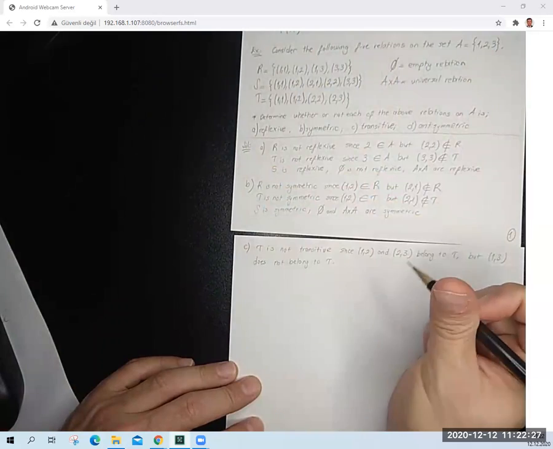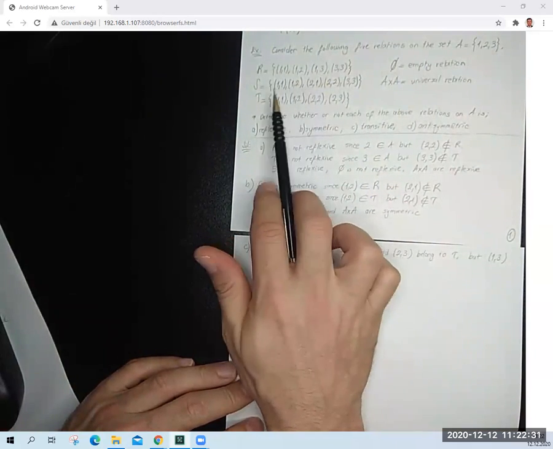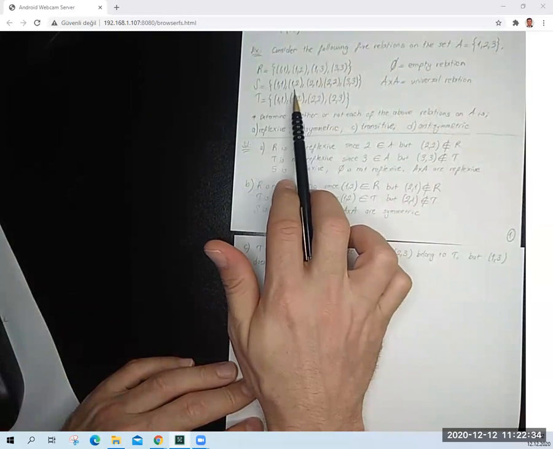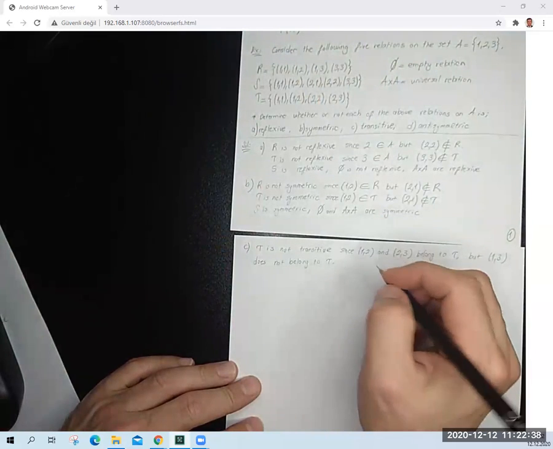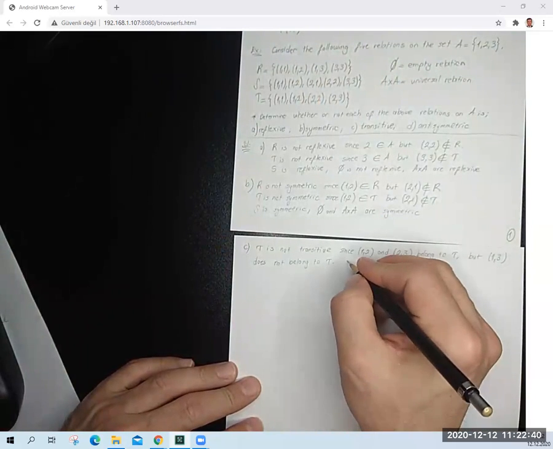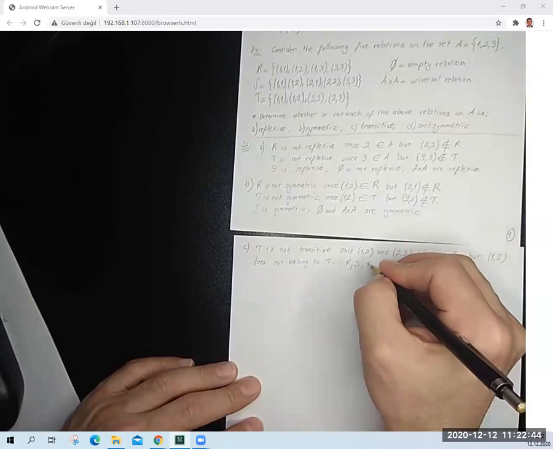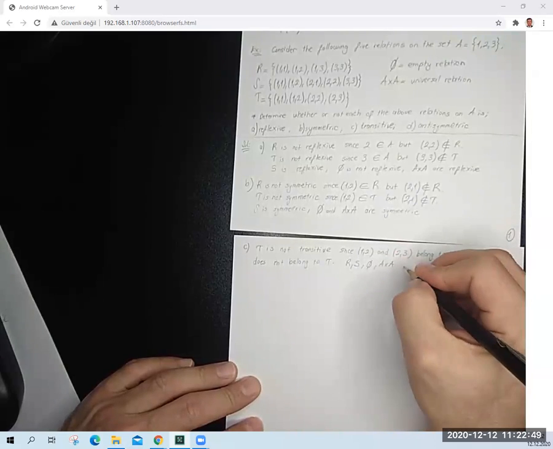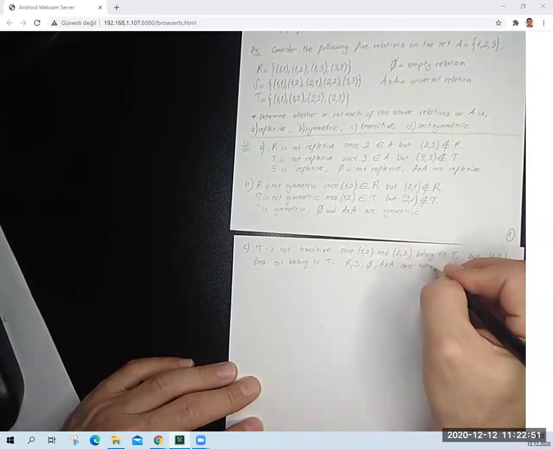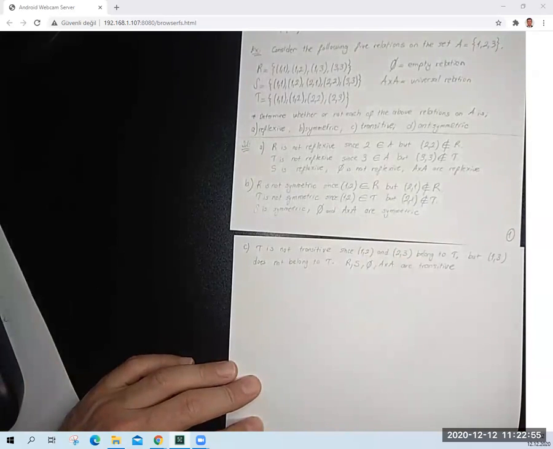Let's look at the S. 1 1, 1 2, 1 2, 1 2, 2 1, 1 1. It is a member again, and 1 2, 2 2, 2 1, 1 1, and 3 3. S is also transitive. R, S, and the empty set and universal set are transitive. And the next one is D.